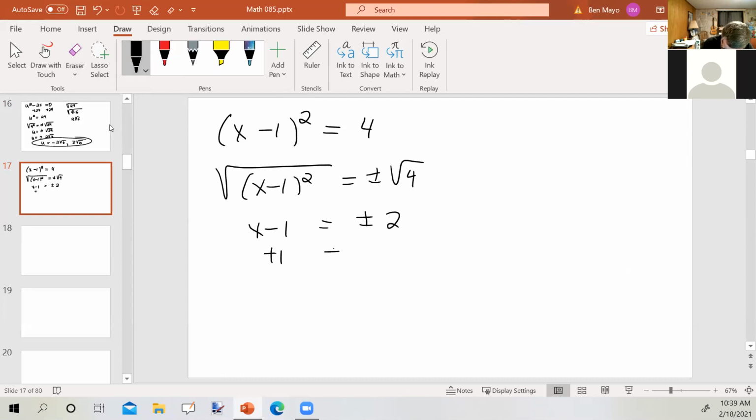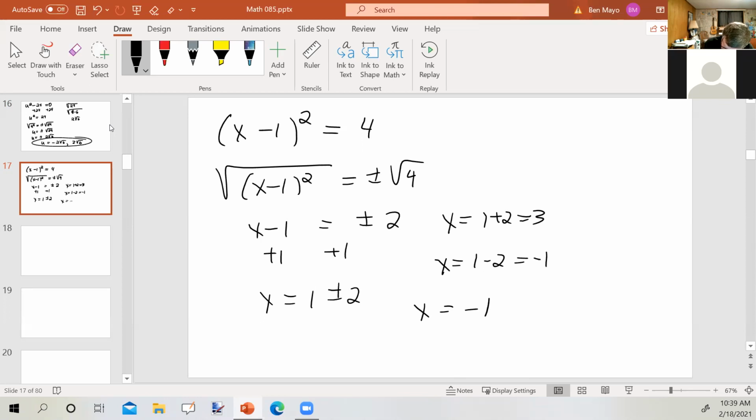So now let's go back here. I've got to add 1 to both sides. So x is 1 plus or minus 2. Well, let's split those two up and see what we've got. If x is 1 plus 2, that would be 3. If x is 1 minus 2, that would be negative 1. So x equals negative 1, comma, and 3. You okay with how that turned out? Yeah. All righty.